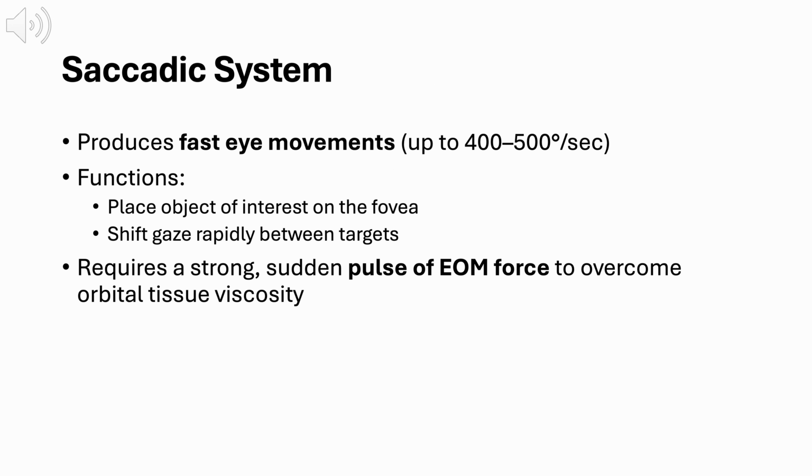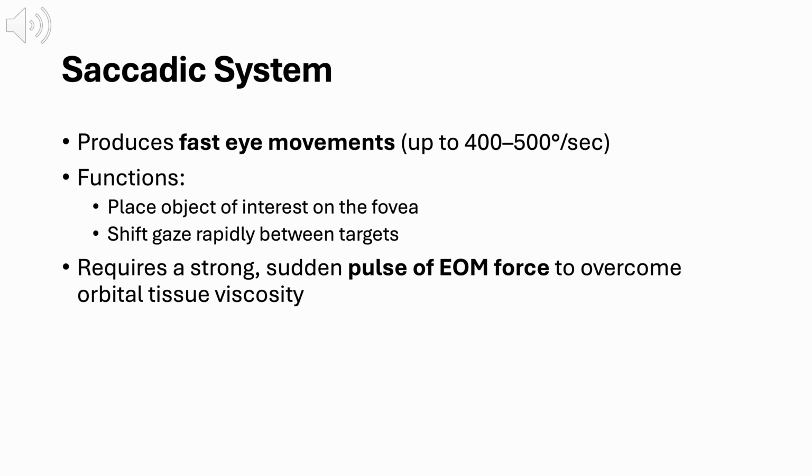The saccadic system is responsible for generating very fast eye movements, reaching velocities of roughly 400 to 500 degrees per second. These movements allow the visual system to rapidly redirect gaze so that objects of interest are placed directly onto the fovea. Functionally, saccades let us scan the environment and jump quickly from one target to another rather than smoothly tracking motion. Because the eye and surrounding orbital tissues have significant viscosity, saccades require a strong, brief burst of extraocular muscle force to initiate movement. This rapid pulse of innervation is what allows the eye to overcome orbital resistance and move almost instantaneously to a new position.